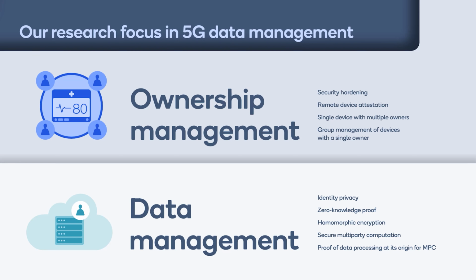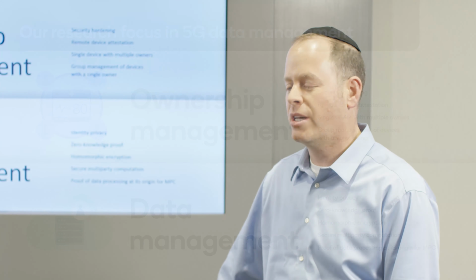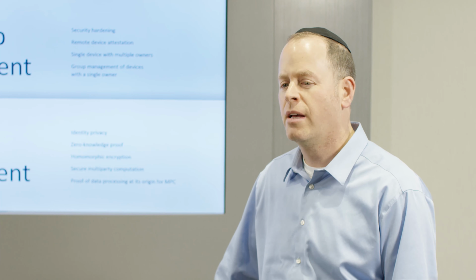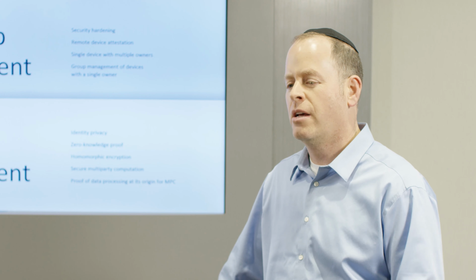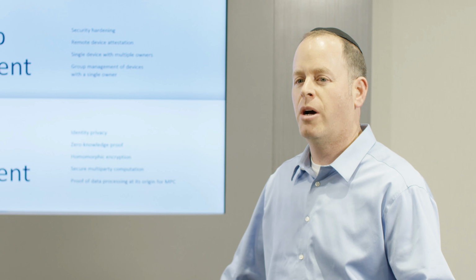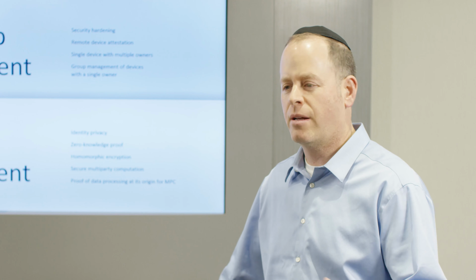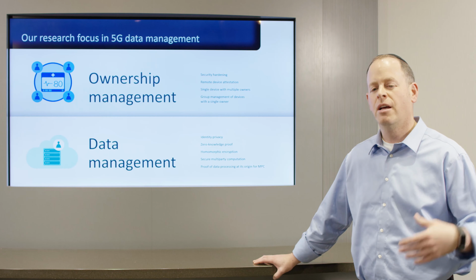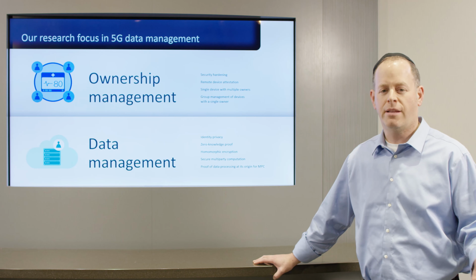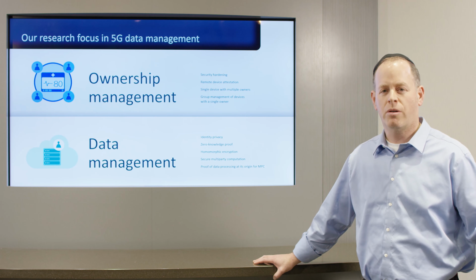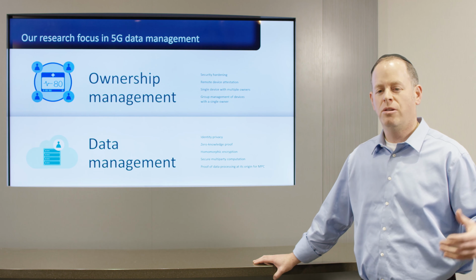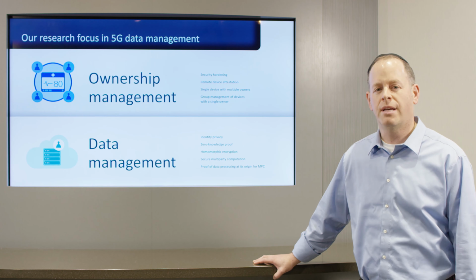As far as the data management goes, to control governance and provenance, we looked at things like identity privacy, zero-knowledge proofs, homomorphic encryption, secure multi-party computation, as well as proof of processing at its origin. The idea is that you can, for example, provide a third party with cipher data, so they don't get to see your original data in the clear, and then they can perform computations across the cipher data to create a new piece of data. For example, let's say they average a variable across a bunch of sensors, and then they see the new result, but they never actually see the original data in the clear.